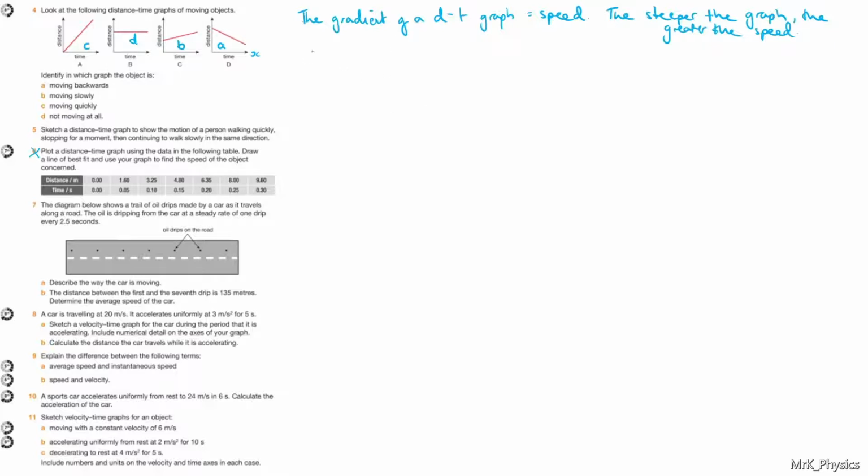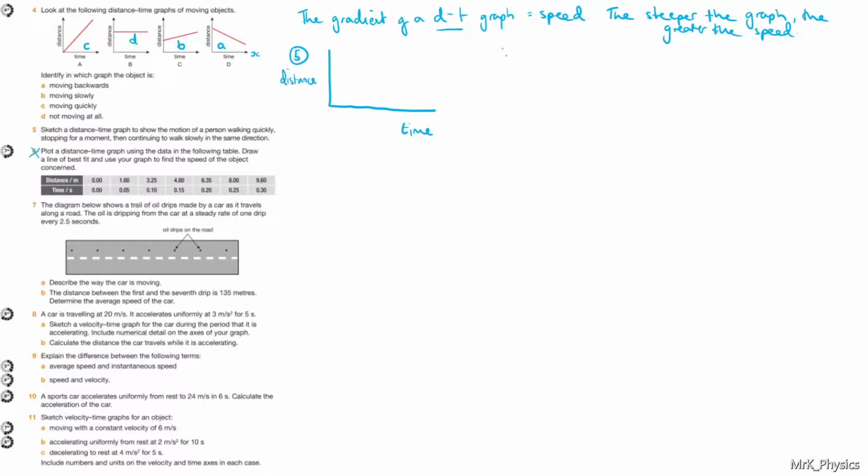So if I was going to sketch a graph, and it is just a sketch graph, so don't worry too much about trying to fill in numbers, it's really the shape that the examiner is looking for. So I'm just going to put distance and time. Although we do refer to it as a d-t graph anyway, so I guess I could have left it at that.